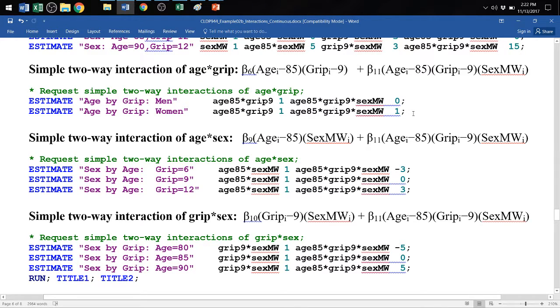The third piece of information then is what is the difference between men and women in their age by grip interactions. Do I have to ask for that? Jihan says no. Why do you say no? Because you're right. Beta 11, yes, that's what this means.